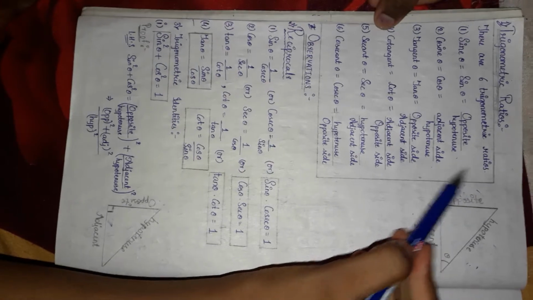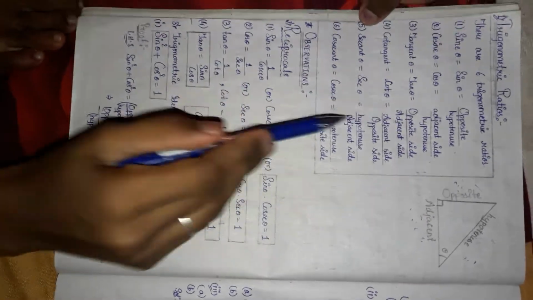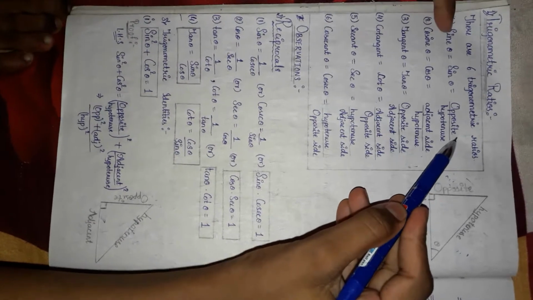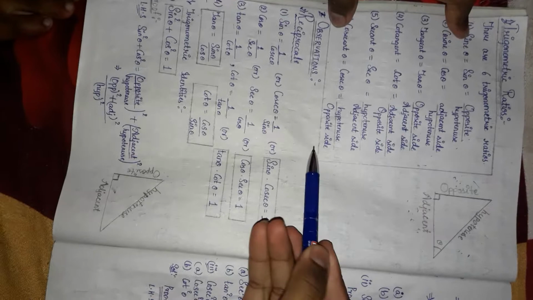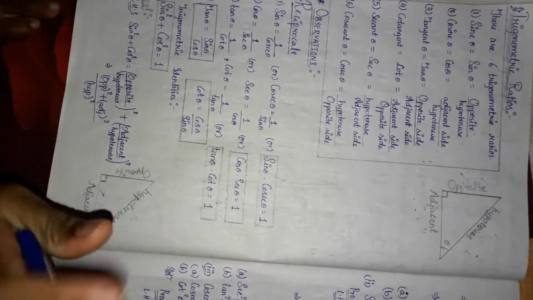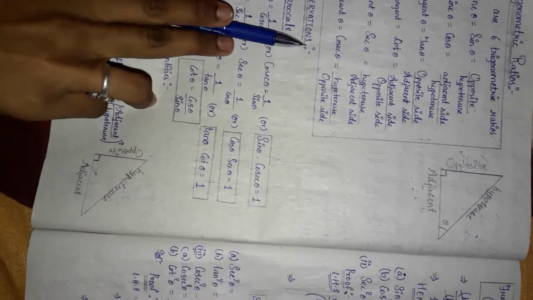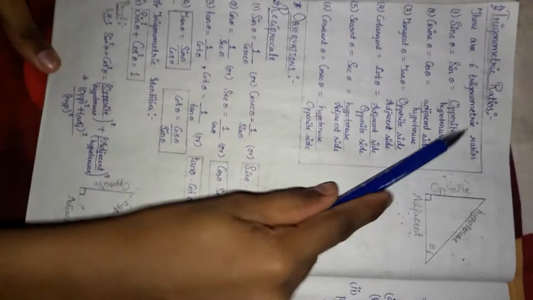And the reverse of sine, cos, tan are cosec, sec and cot. See, sine reverse, that is cosec. Opposite by hypotenuse, that is hypotenuse by opposite. These all formulas are easy to remember. Next, observations. Reciprocals of all of these.